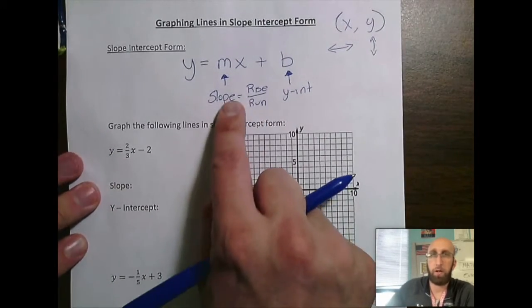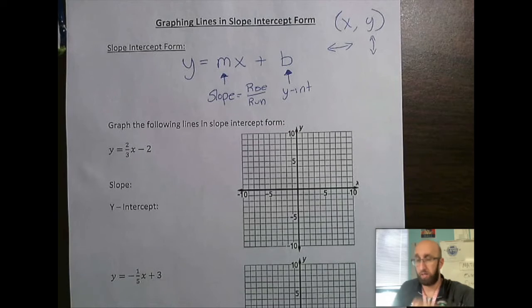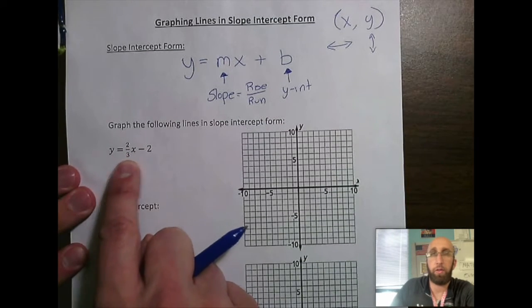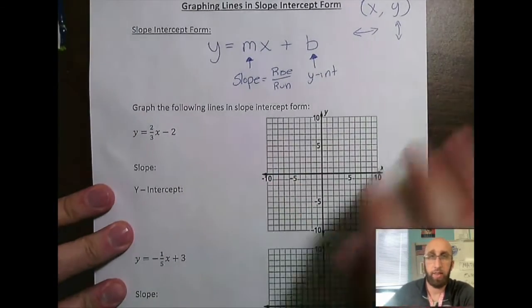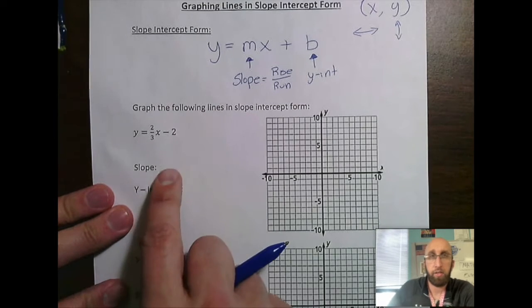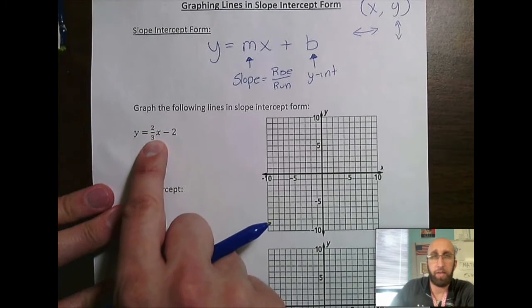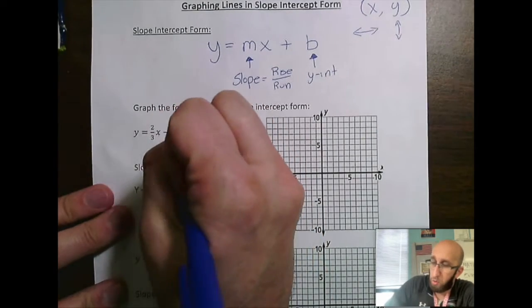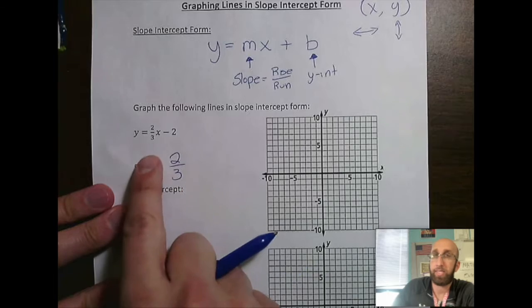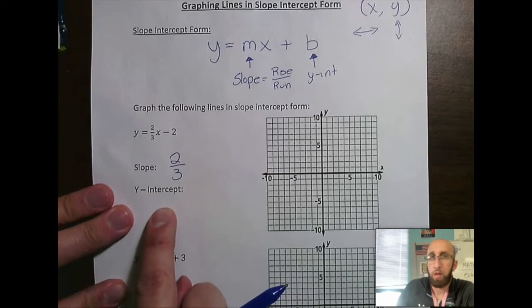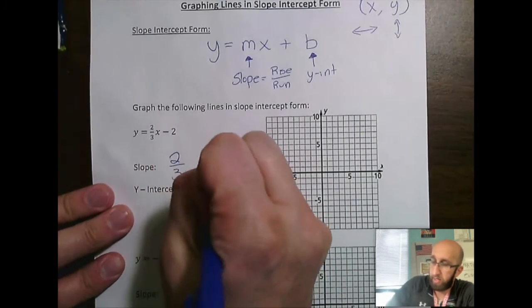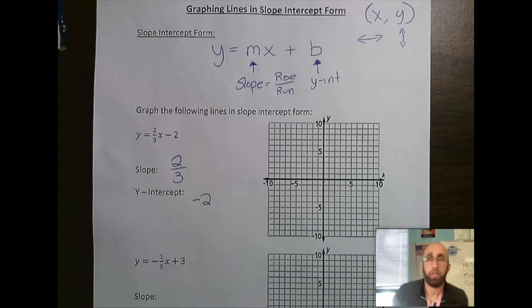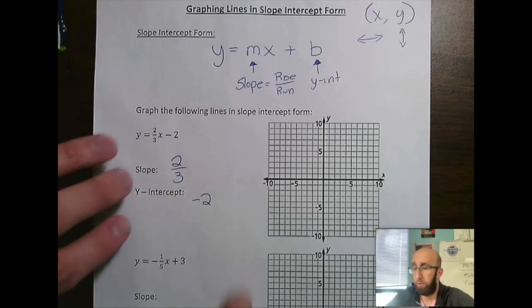So here we go. We're going to plot some slopes and some y-intercepts and make some lines. I have y equals 2 over 3x minus 2. I'm going to write down what my slope is and what my y-intercept is, and then we're going to look at how we can graph this by hand. The slope is just the number that appears in front of the x, which in this case is 2 over 3. Notice my slope is not 2 over 3x, it's just 2 over 3. My y-intercept is the constant in the back, which is minus 2. Super easy to pull that information from slope-intercept form.